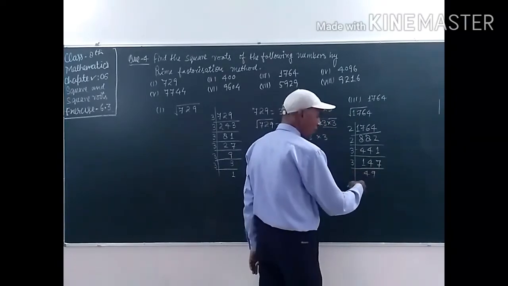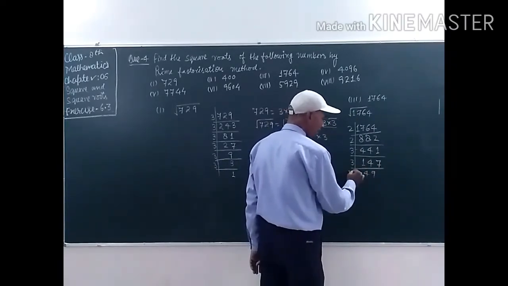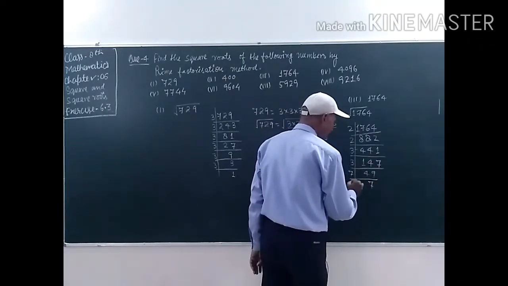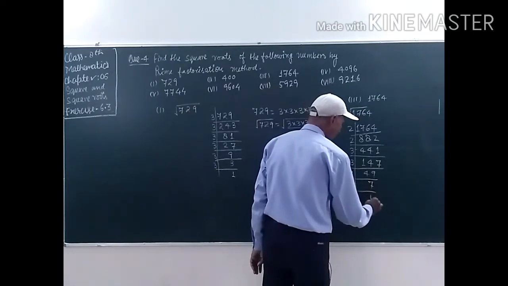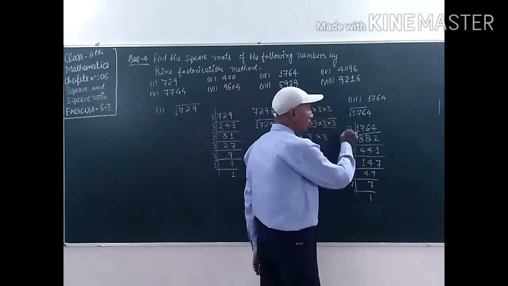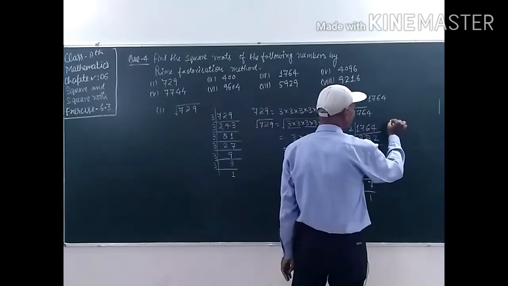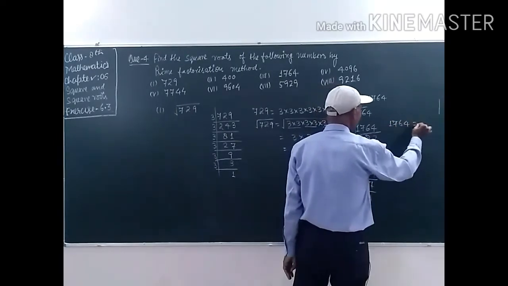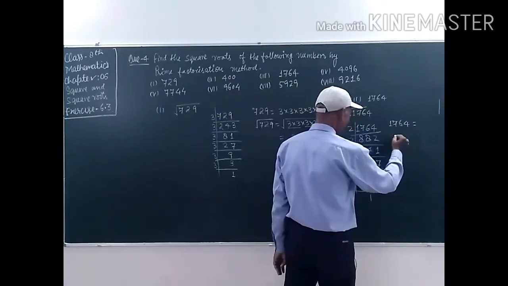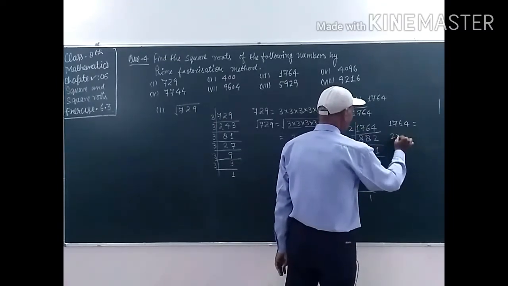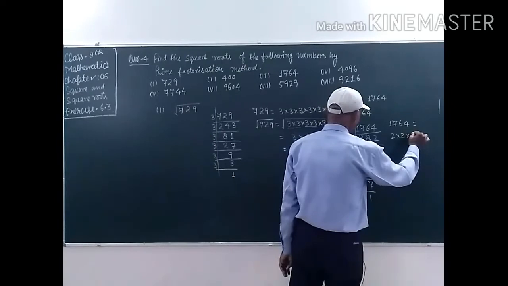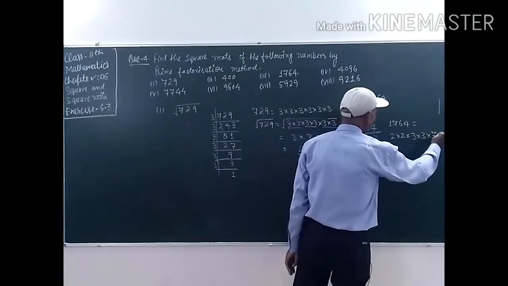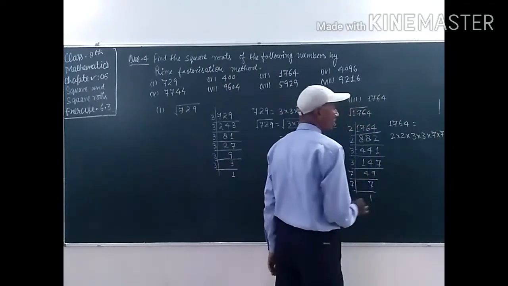Again, we use the next prime number, that is 7. So 7 sevens are 49, and again using 7 we get 1. Clear, students? Now the prime factors of 1764 are 2 into 2 into 3 into 3 into 7 into 7.